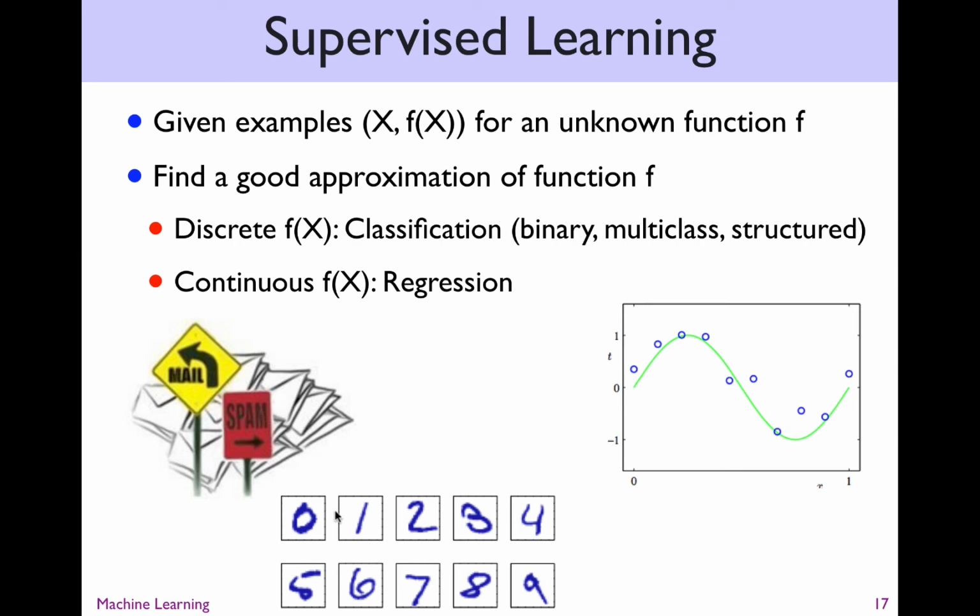And multi-class, you classify an image into one of the 10 digits. So the output is a number between 0 and 9. And sometimes you have structured output. For example, machine translation, your output is a string. It's a sequence, not a single number. So that's the most exciting area in machine learning, which we will talk about after midterm.